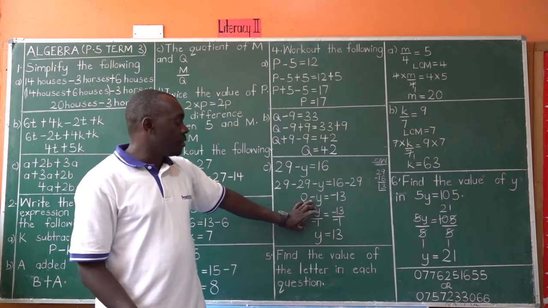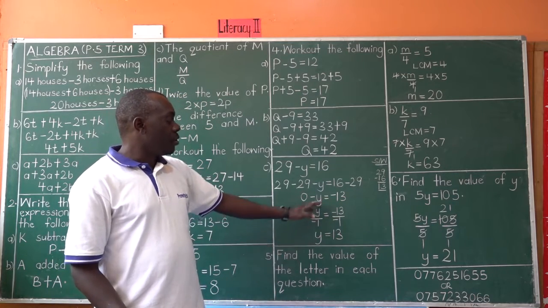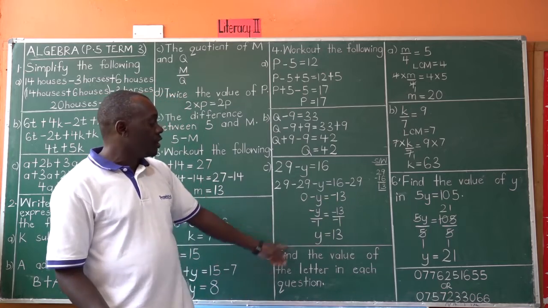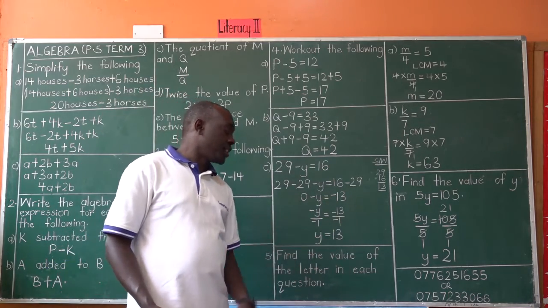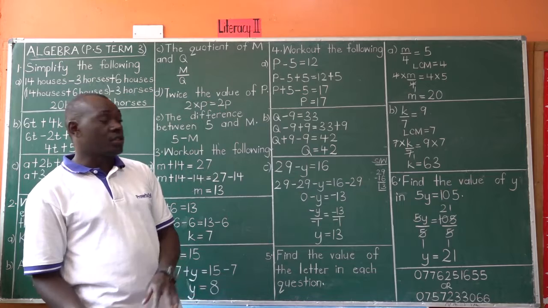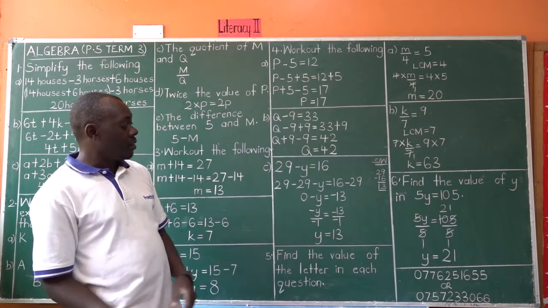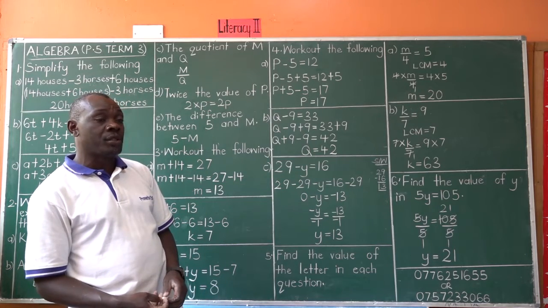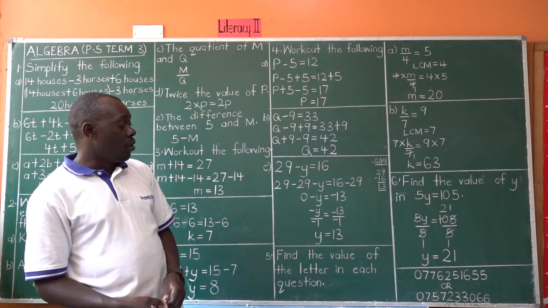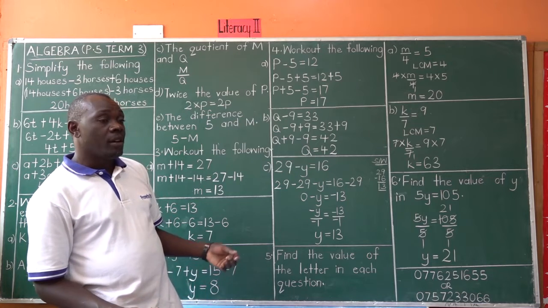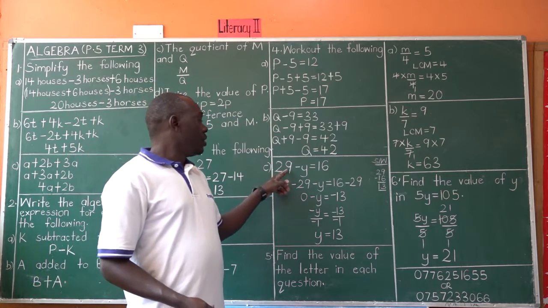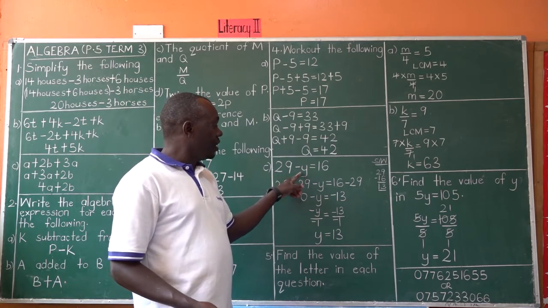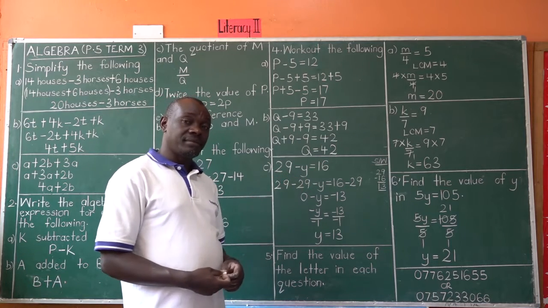We know a negative divided by a negative is a positive. So both are going to be turned to a positive. So positive y is equal to positive 13. Therefore, y is equal to 13. Let us see whether, when y is substituted with 13, one gets 16. Is it true that 29 minus 13 gives 16?